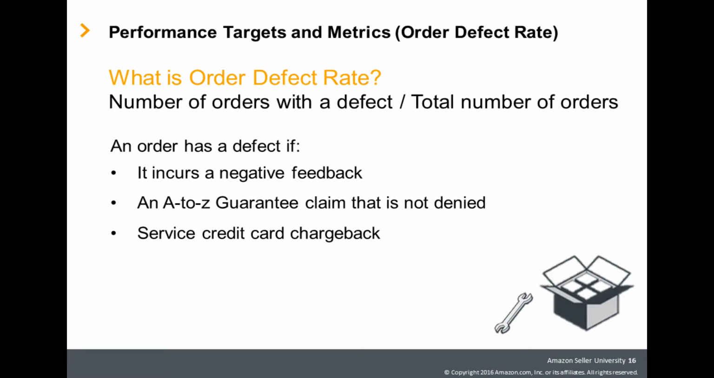Now let's dig deeper into each customer satisfaction metric, starting with order defect rate. Your order defect rate is defined as the number of orders with a defect divided by the number of orders within that time period. An order has a defect if it incurs a negative feedback, an A to Z guarantee claim that is not denied, or a service credit card chargeback. The performance target for order defect rate is under 1%.